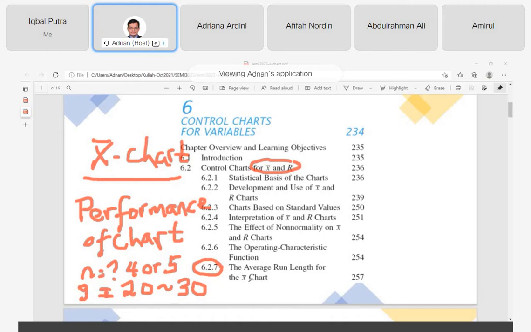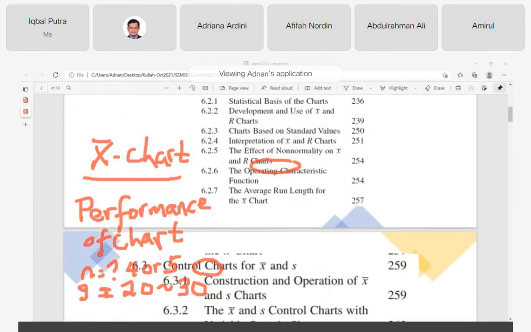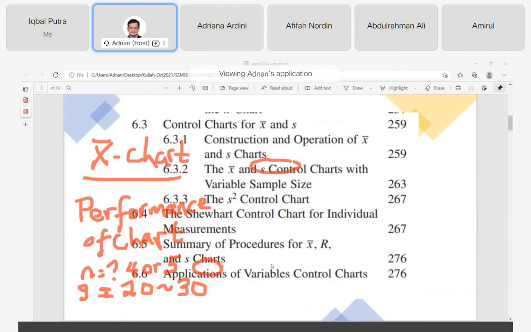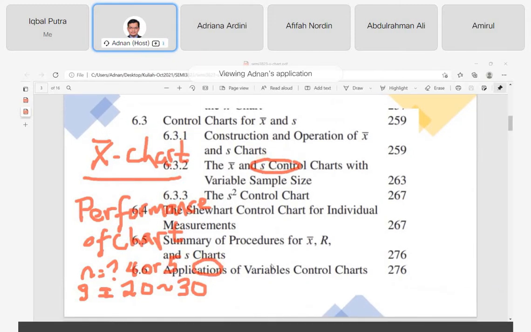to show the pattern. So another chart that we have is the X bar chart and S chart. X bar chart and S chart.